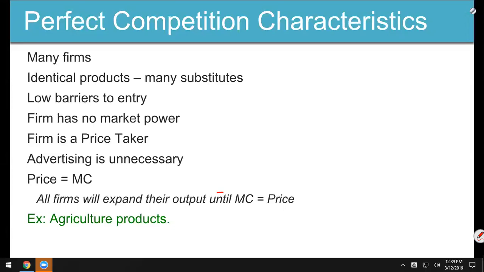The company, the farmer, has no market power. You try to do something different, people are going to look at what you're doing and say, I don't think so. Purple corn, Kellogg's is going to ask you to get your truck out of the way. This is the big ugly. The company is a price taker.